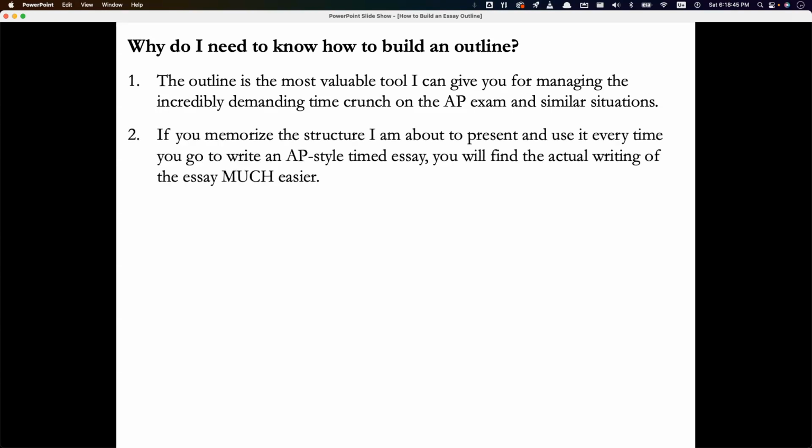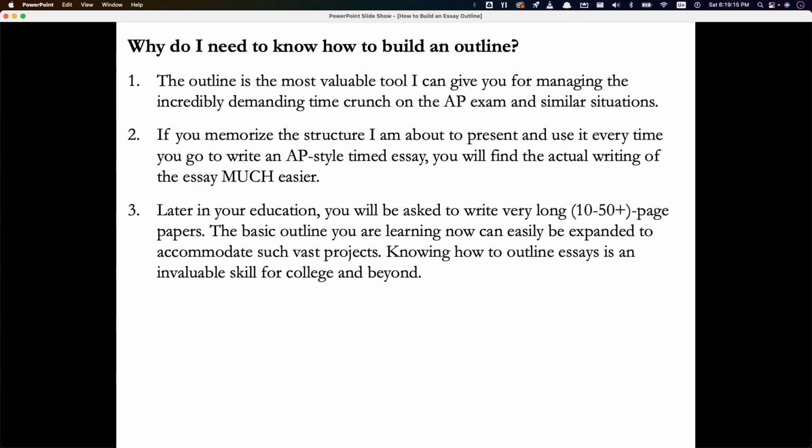Also, if you memorize the structure of the outline, not only will the timing be easier, but also actually writing the essay, the process of putting all your thoughts together, becomes easier, because essentially you're separating out the act of thinking and the act of writing. And of course, you still have to think a little bit when you're writing, but you do a lot of the thinking in advance, and that makes things easier.